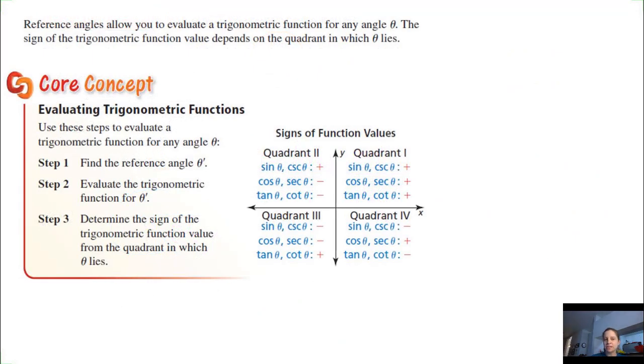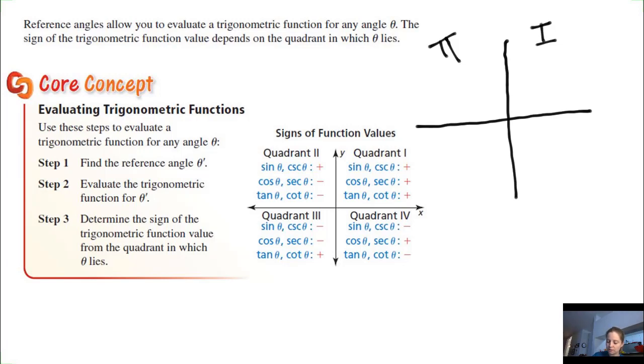Reference angles allow you to evaluate a trigonometric function for any angle theta. The sign of the trigonometric function value depends on the quadrant in which theta lies. So, signs of function values. Let's focus on this diagram. You should be able to recreate this from scratch. So we have quadrant 1, 2, 3, and 4.